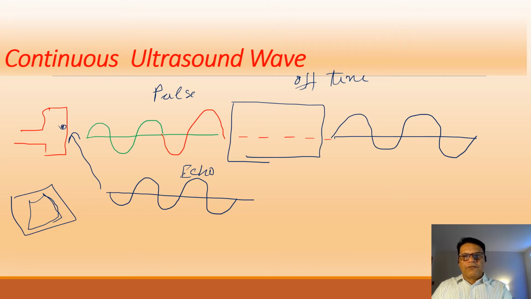So in continuous wave, there is no listening time, there is no break, and the transducer is continuously talking. So they cannot produce an image. Only the transducers that send ultrasound waves in the form of pulses, and that have listening times or off time, can produce images.